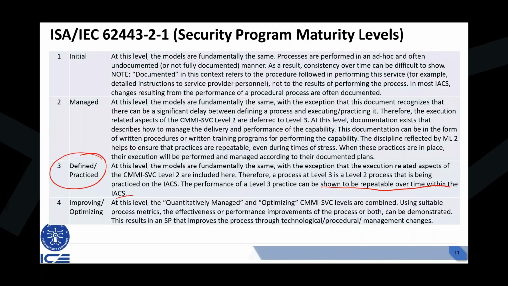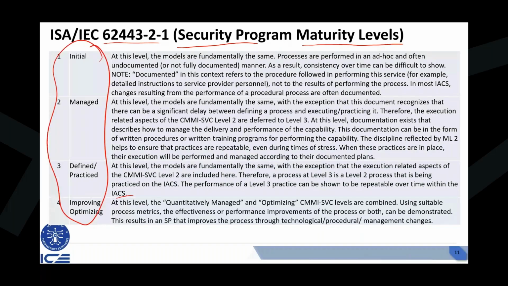The idea is that a security program evolves over time. It goes through maturity levels. So 62443-2-1 defines the security program requirements, and it lets you assess where you are today in terms of maturity. And then it lets you plan that, okay, over the next 1 year, we will go from maturity level of initial to defined or managed or improving/optimizing. All these concepts are part of the 62443-2-1 standard.